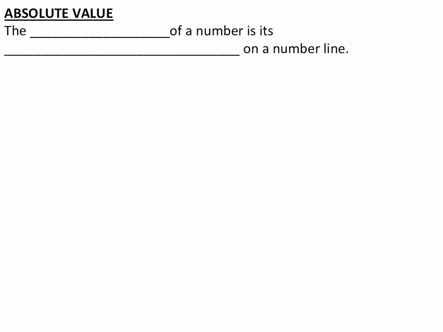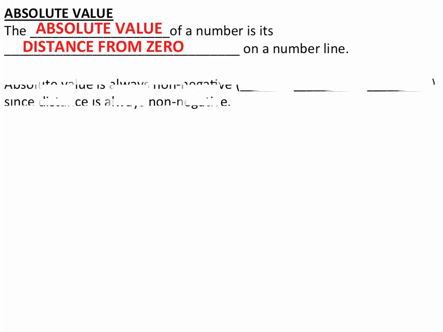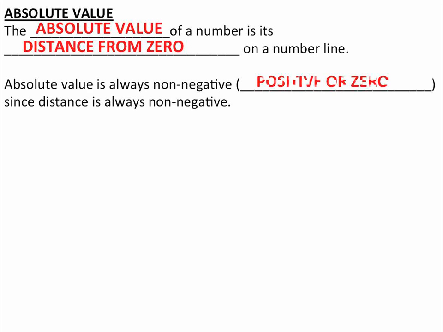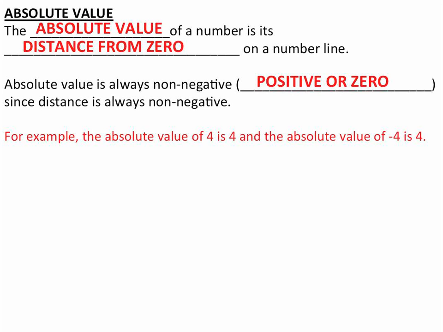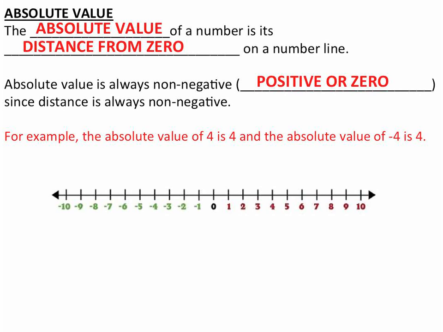Okay? So one of the key concepts to understand is absolute value. The absolute value of a number is its distance from 0 on a number line. All right, so pretty easy concept. The absolute value is always non-negative, which means it's either positive or it could be 0, since distance is always non-negative. I can't walk negative 4 miles. For example, the absolute value of 4 is 4, and the absolute value of negative 4 is also 4. To understand that, let's look at a number line.